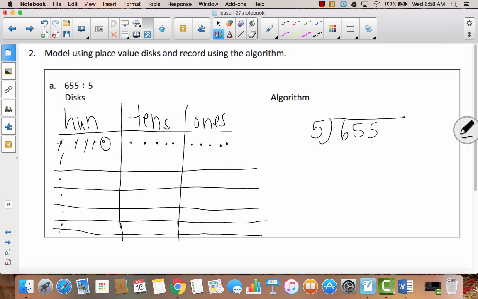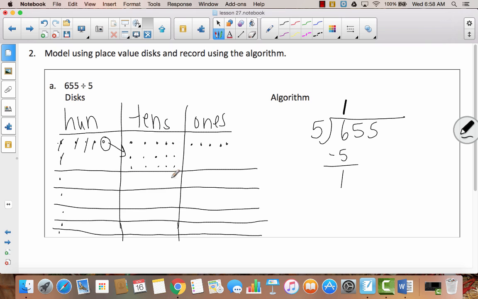So let's see how that looks over here in the standard algorithm. So I had 600s divided by 5. So how much was in each group? 1. Well, I used 1 times 5. I used 5 hundreds. So that leaves me with a remainder of 1. Now I'm going to unbundle this 100 and add it to the tens place. So here we go. 1, 2, 3, 4, 5, 6, 7, 8, 9, 10.